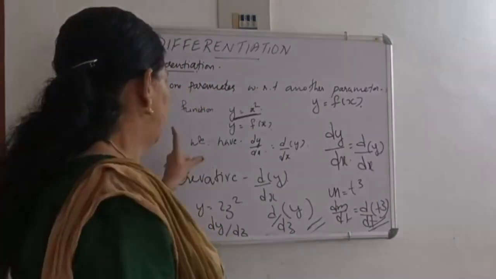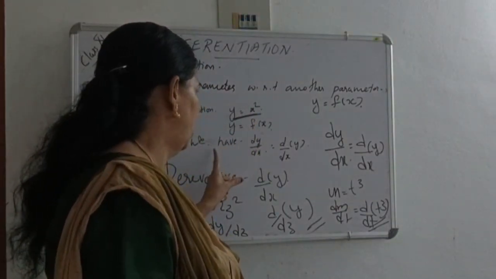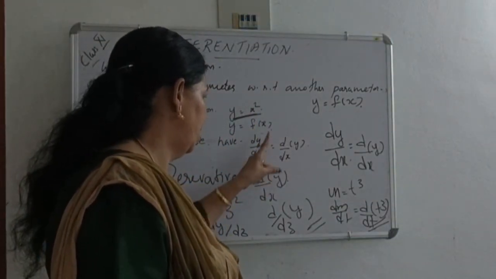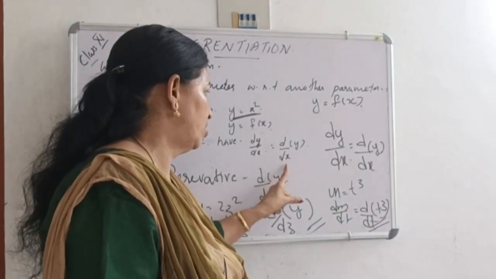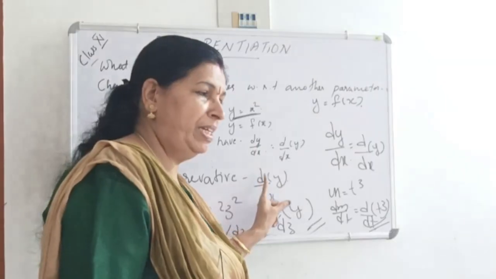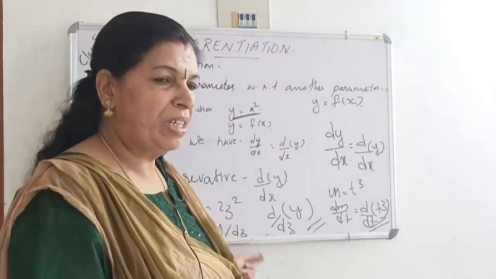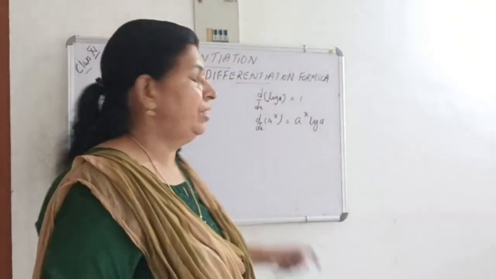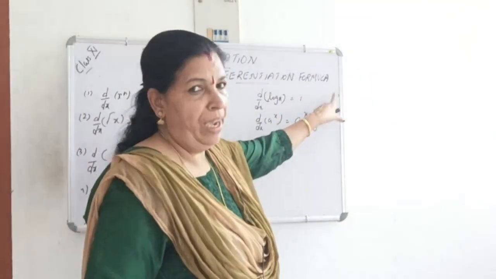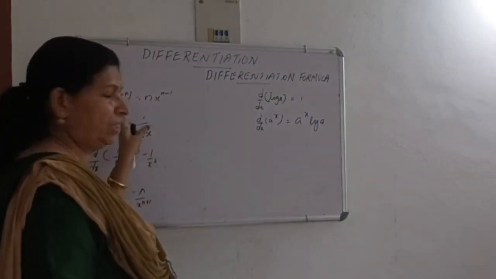Then, consider a function y equal to x square. We get the term dy by dx, that is d by dx of y. This is written as d by dx of y. d by dx means derivative. You have to learn this differentiation formula by heart.